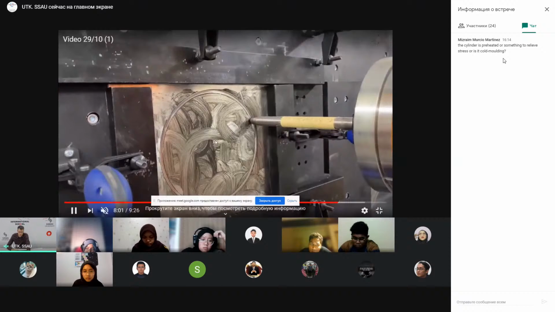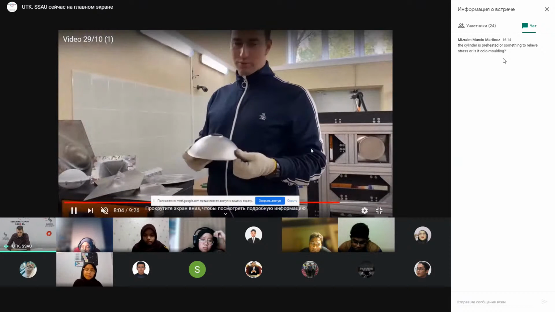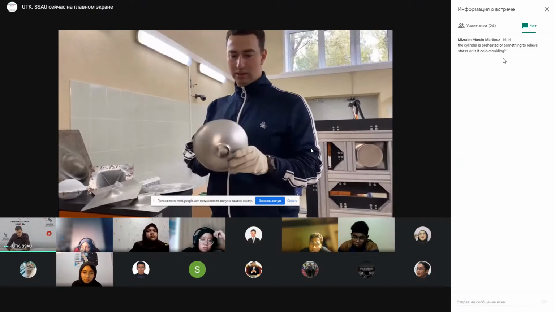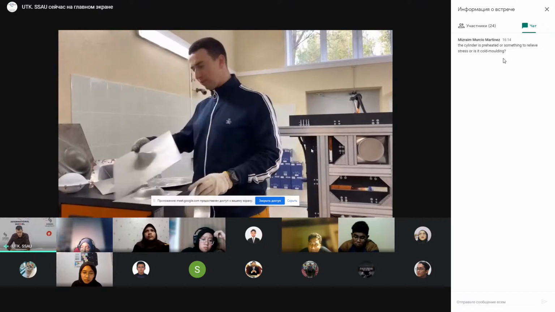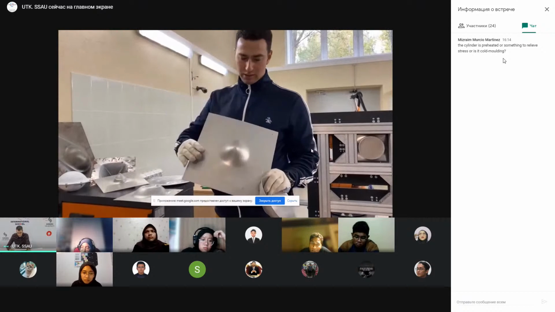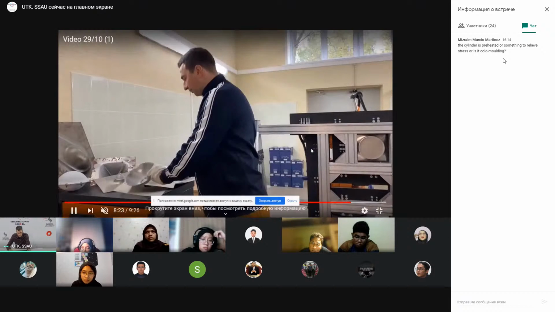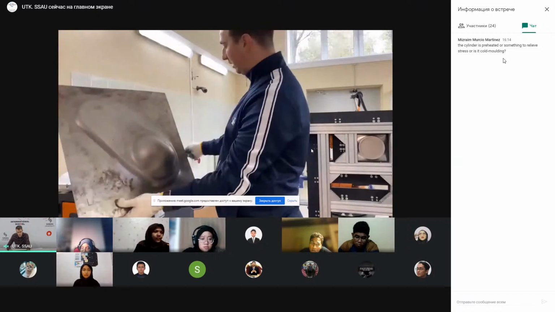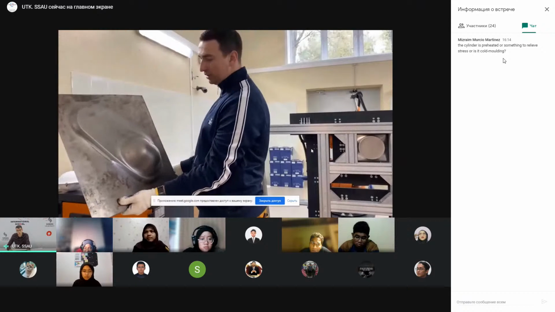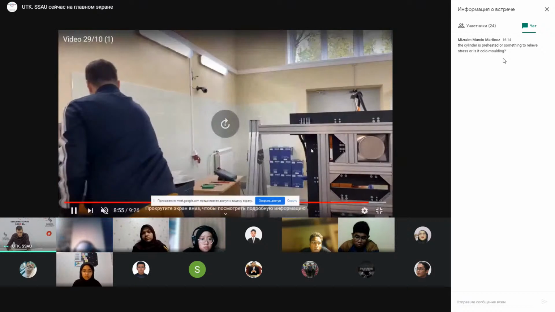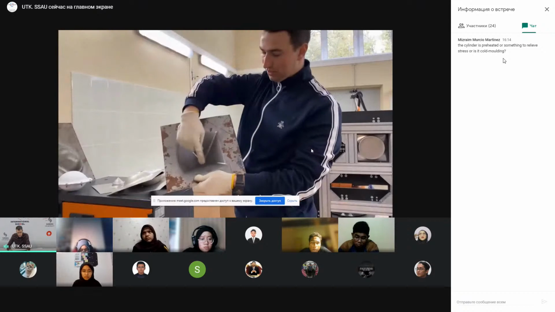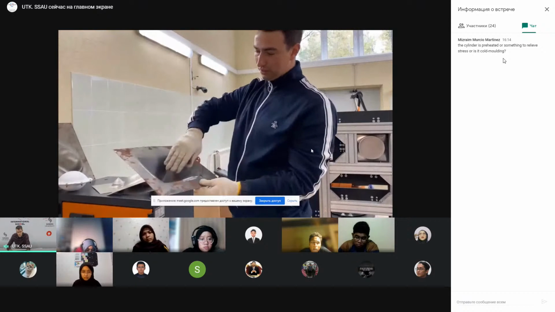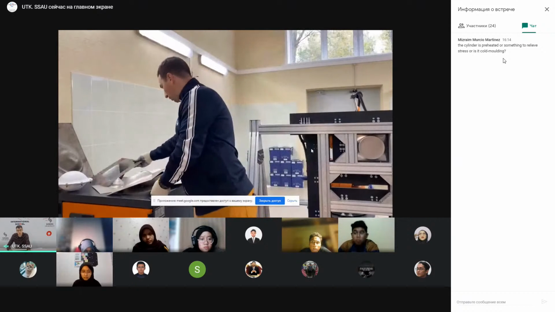So you can see that by using this process, we can obtain parts of different shapes. Here you can see some hemispherical, conical parts. And for example, bigger and more complex parts, which have different shapes at different areas. Yeah, this is an example of some pyramid. All of these parts were produced by incremental forming.